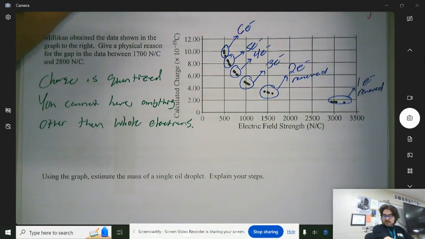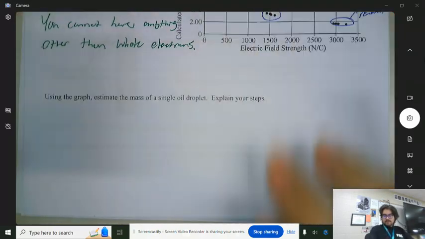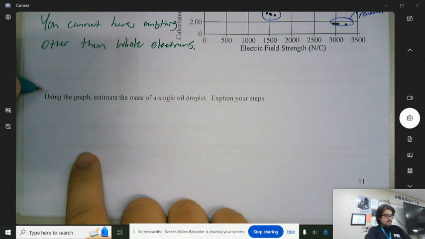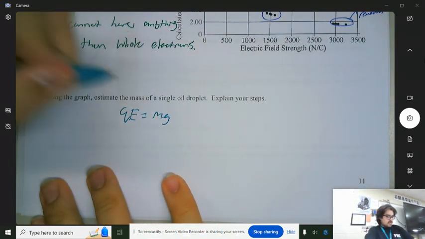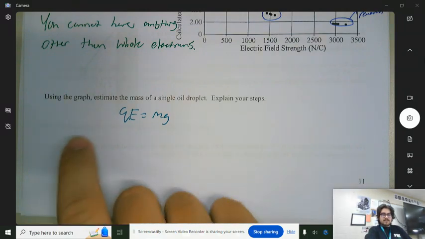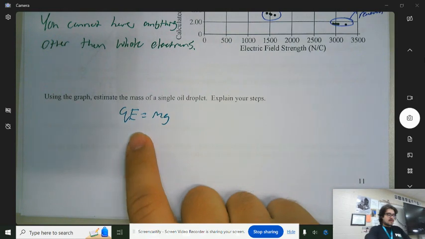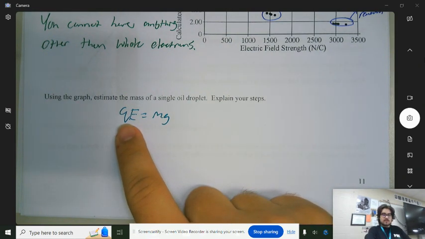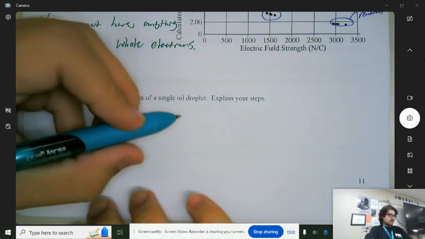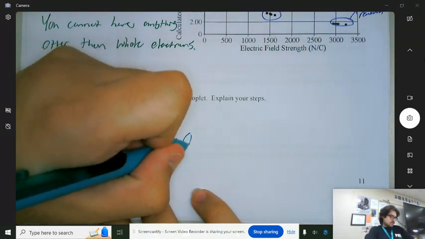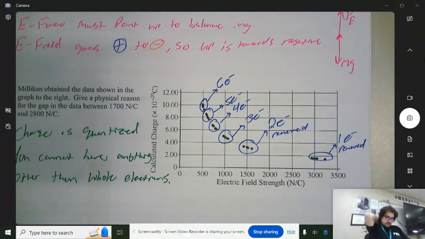To figure out the mass of a single oil droplet, we would again use the principle that QE is equal to mg. But this time the charge is going to be a little bit different. We're actually going to use data from the graph for this, because we need to figure out the charge and E field. Mass we're not going to know, g is constant, so we'll just write this side of the equation because we already know what it's going to be. But on the left-hand side, we need to figure out the charge.